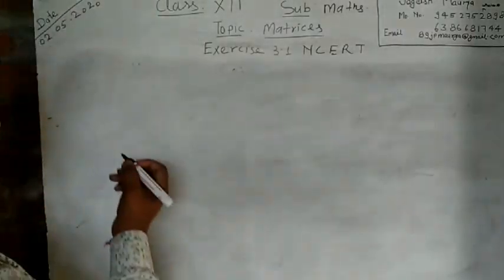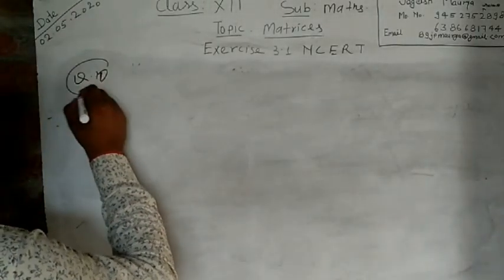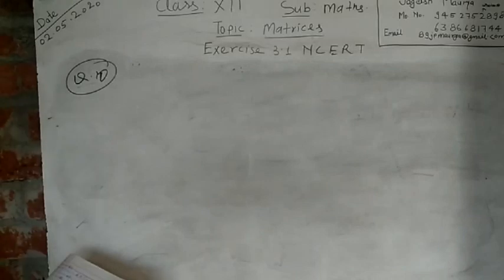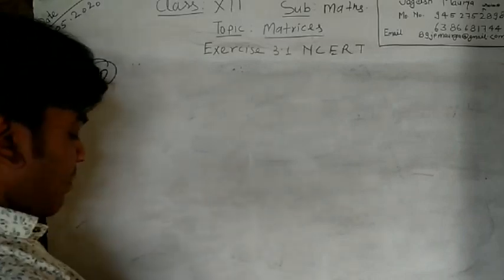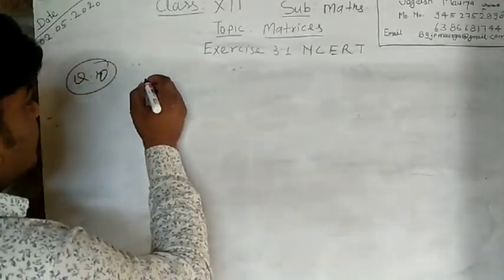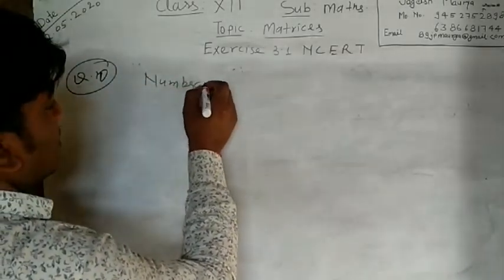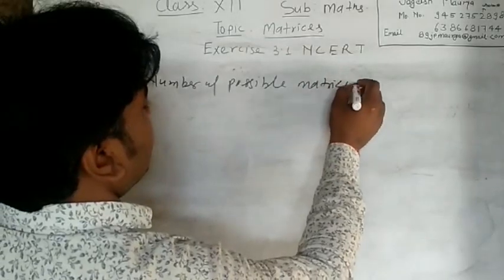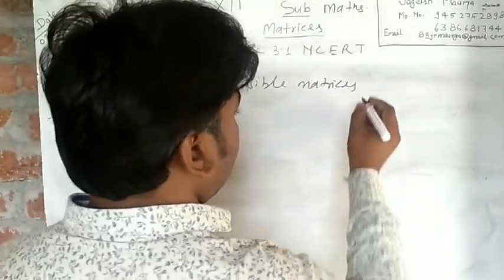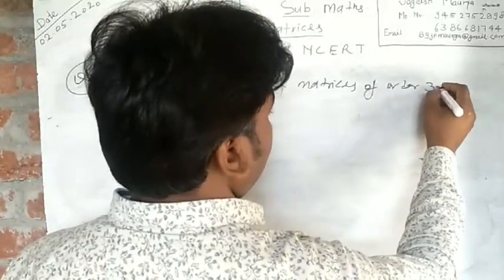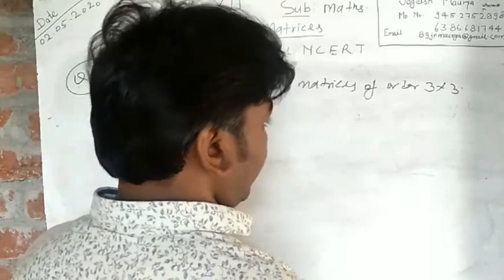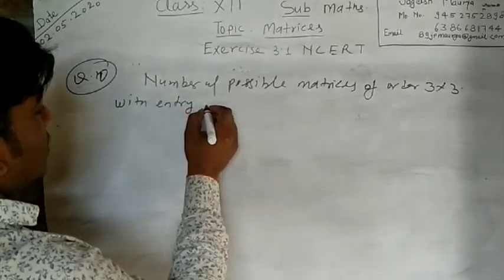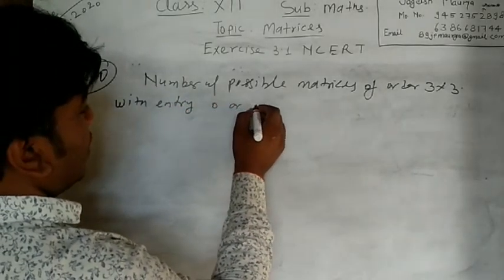Now we solve question number 10. The number of possible matrices of order 3 into 3 with entry 0 or 1.